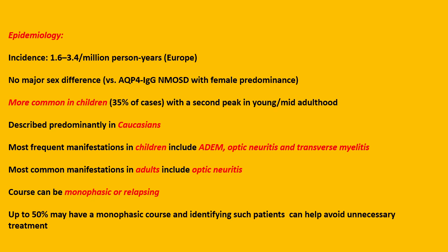The course can be monophasic or relapsing. Up to 50% may have a monophasic course, and identifying such patients can help avoid unnecessary treatment.